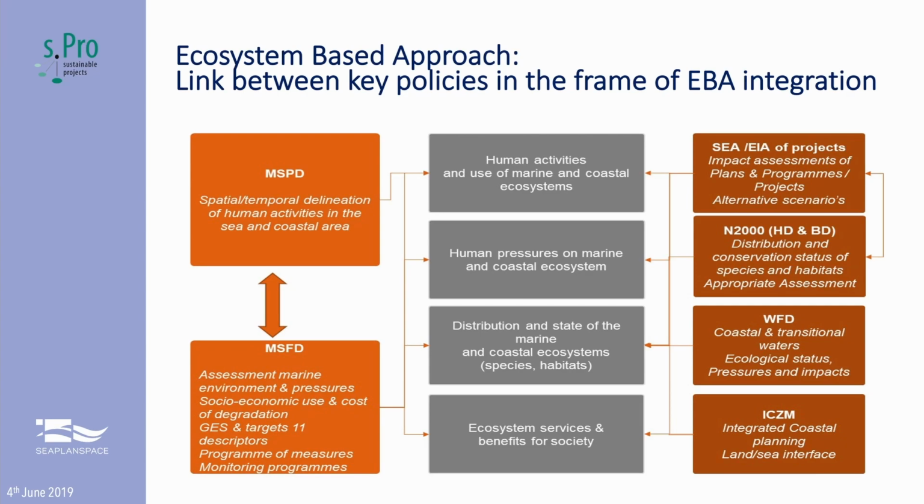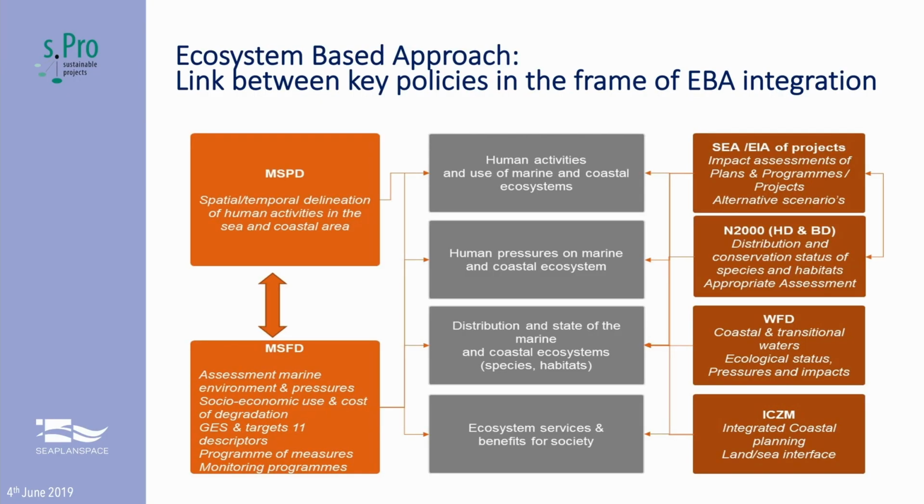On one hand, the MSP directive is dealing with spatial planning, and then the Marine Strategy Framework Directive is all about achieving a good environmental status. And how do they connect? On one hand, you have to understand the human activities on the marine and coastal ecosystems. At the same time, you have to identify the pressures which are evolving from these activities on the marine and coastal ecosystem, as well as look into the distribution and state of the marine and coastal ecosystem, and then look into what kind of ecosystem services and benefits are evolving for society from these different habitats and species.